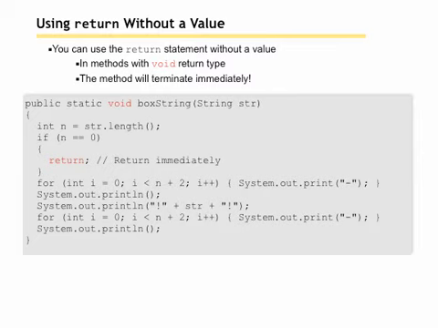We can use return without a value. For example, if we call the same method we saw on the previous slide, but let's assume that this string is the empty string, so there are no characters associated with it, we can check for that first. If n, that's the string length, if n equals 0, return. That means don't even try to print the box string because it's not going to make any sense. There's no string length here. So we can return without returning a value.